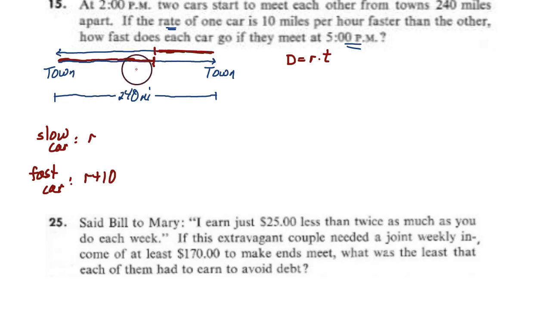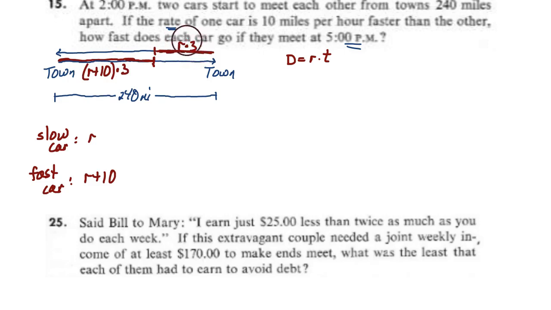In the drawing, let's label the distances. The distance the slower car travels is its rate times the time that it's driving for. They start at 2 o'clock p.m., they meet at 5 o'clock, so it's driving for 3 hours. The distance traveled by the car is R times 3. Now let's label the distance traveled by the faster car. We take its rate of speed, which is R plus 10, and multiply by the time that it traveled, which was 3 hours. This expression is the distance covered by the fast car.